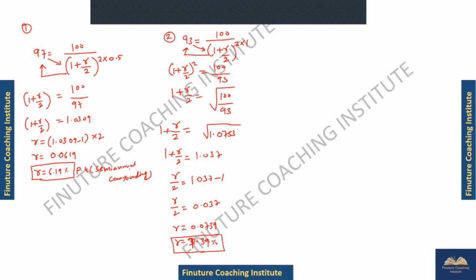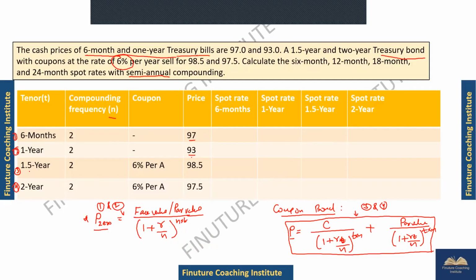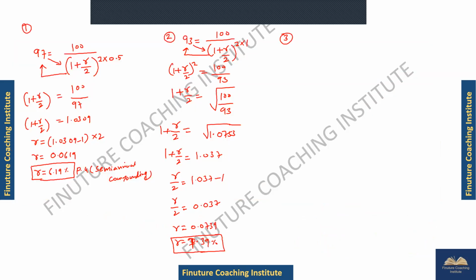So these are the two parts which were quite straightforward. For the third, we may have to struggle a bit given there are intermediate coupons also. So let's have a look at what the situation is there. The 1.5 year bond with semi-annual compounding frequency has a coupon of 6% per annum. That means 3% semi-annual, and it is getting traded at 98.5 with a maturity of 1.5 years. So I'm just summarizing the information that we have.